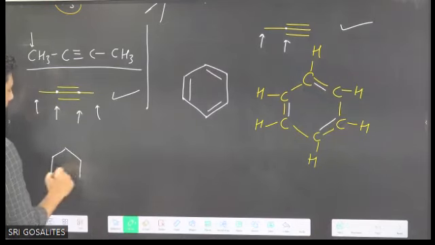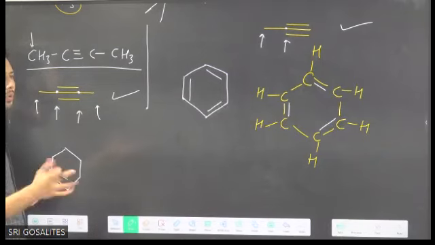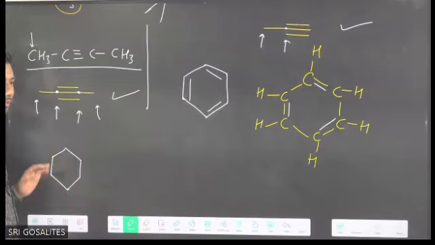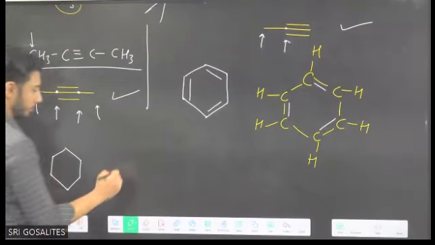Now if I write without double bonds, cyclohexane. Naming, if you don't know, we'll do it later on. Naming is not the part right now. Right now we are only focusing on the structure. Can you write its carbon skeleton?